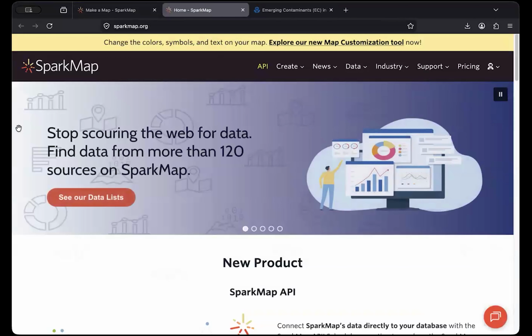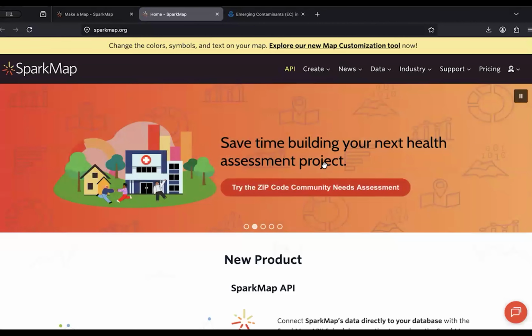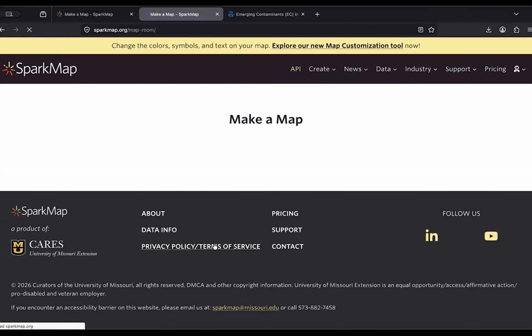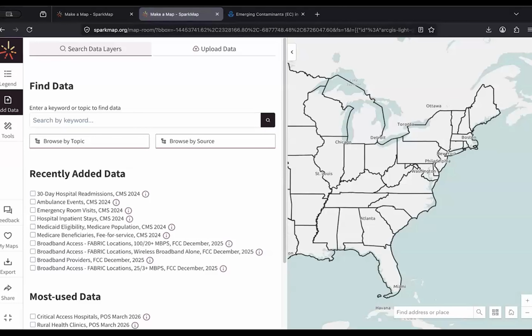So here we are in SparkMap. Like I said, I'm going to spend a big chunk of time in the map room, but I'll also show you some of the indicators that we have available in our needs assessment as well. So to get started under that Create tab, I'm just going to drop right into the map room here, and I get our nice search option.